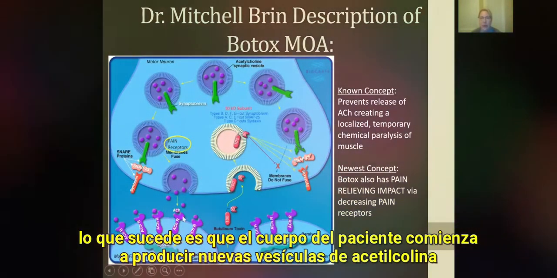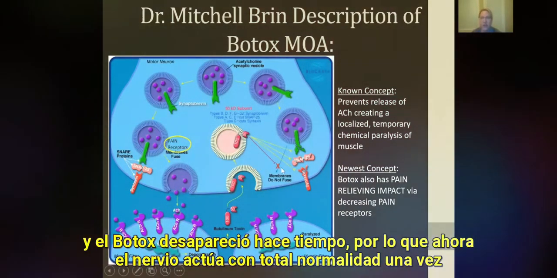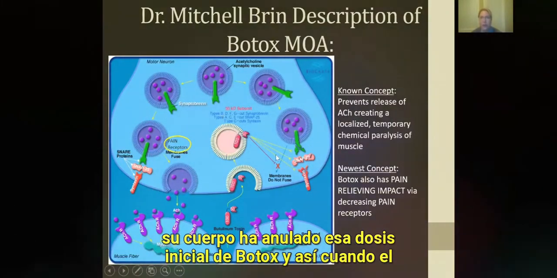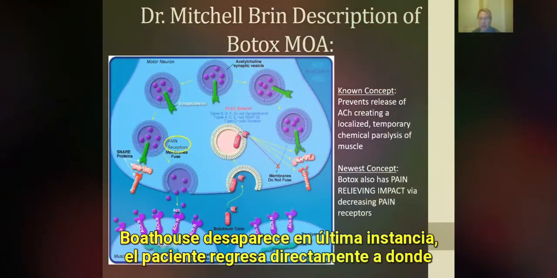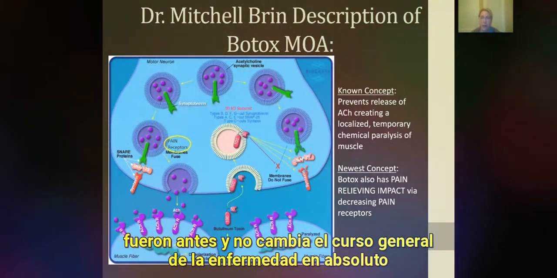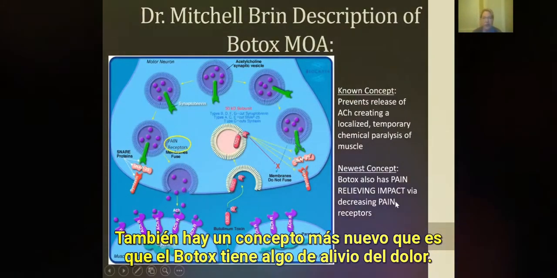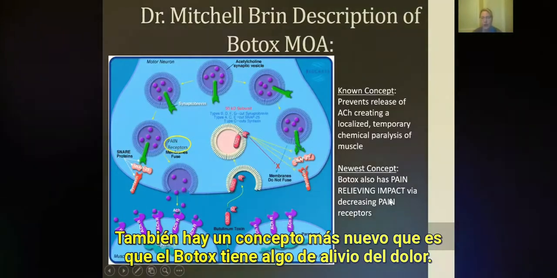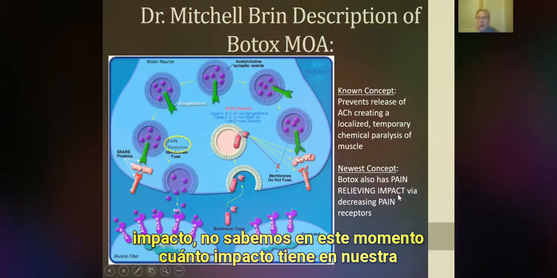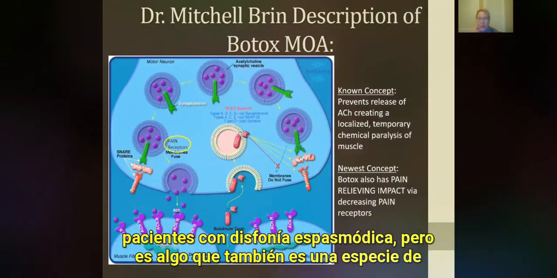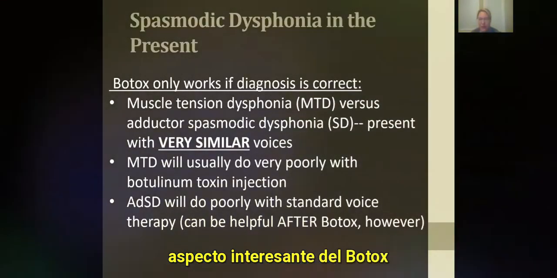Basically what happens is the patient's body starts making new acetylcholine vesicles, and the Botox is long gone, so now the nerve acts completely normally once their body has overridden that initial Botox dose. And so when the Botox wears off, ultimately the patient goes right back to where they were before, and it doesn't change the overall course of the disease at all. There is also a newer concept, which is that Botox does have some pain relieving impact. We don't know at this point how much of an impact that has on our spasmodic dysphonia patients, but it is an interesting aspect of Botox.